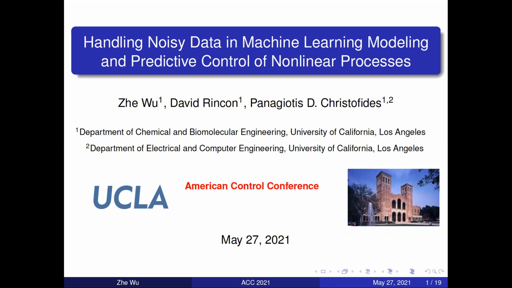Good morning, everyone. My name is Zhe, and today I will present a talk, handling noisy data in machine learning modeling and predictive control of nonlinear processes. This work is done with David Rinken and my advisor, Professor Christofides at UCLA.